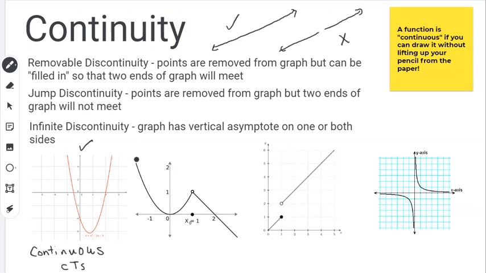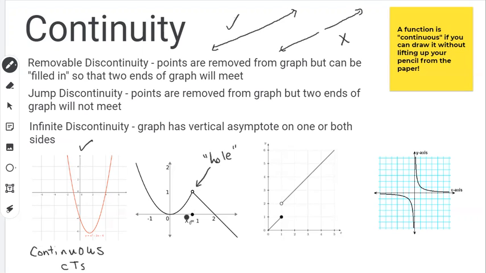Well, this function is not continuous. Why is that? Well, if I start drawing the function and I get to this point, since there's a hole in the graph, there's a hole right here, what I have to do is lift up my pencil and then put it on the other side of the hole and keep on drawing. So this is not a continuous function. It has a discontinuity at 1.